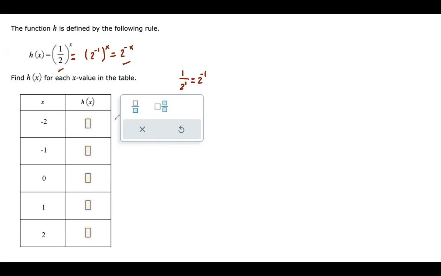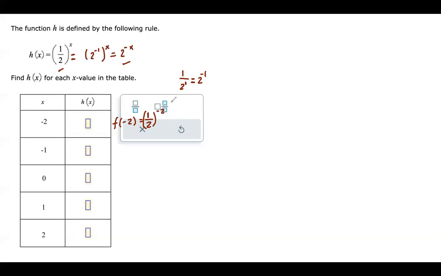Let me show you. If you do f of minus 2, you're going to end up with 2 raised to the power, or let me do the fraction first, 1/2 raised to the power of minus 2.